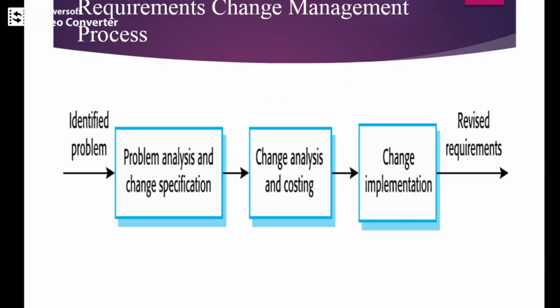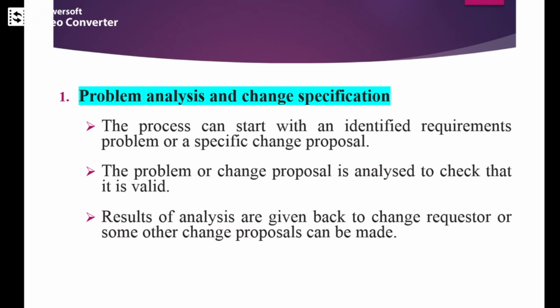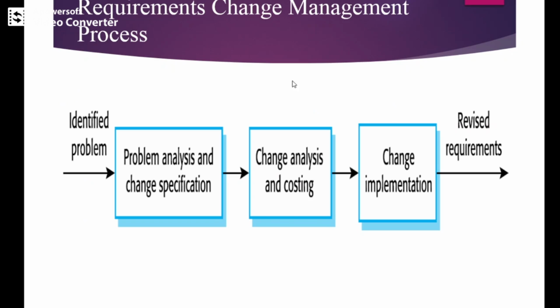So we'll see the diagram now. Requirements change management process. First, identified problem, problem analysis and change specification, change analysis and costing, change implementation, revised requirements. So we'll begin with problem analysis and change specification. How will I begin the process? First you are identifying the problem.